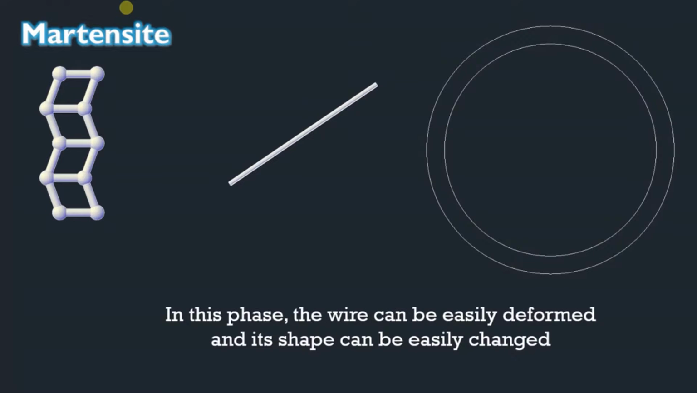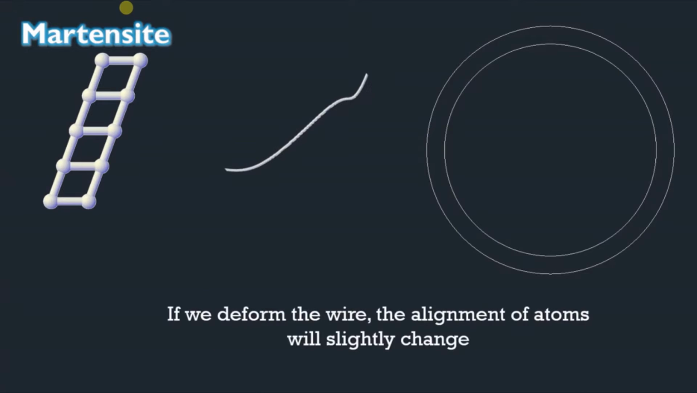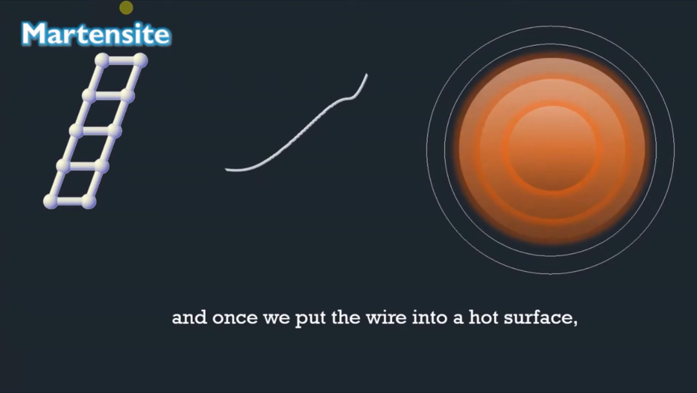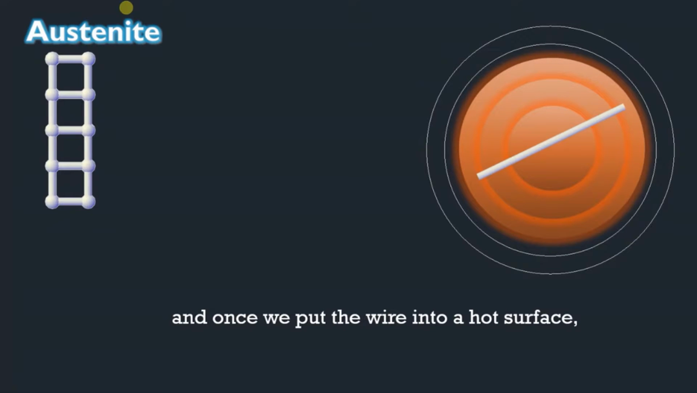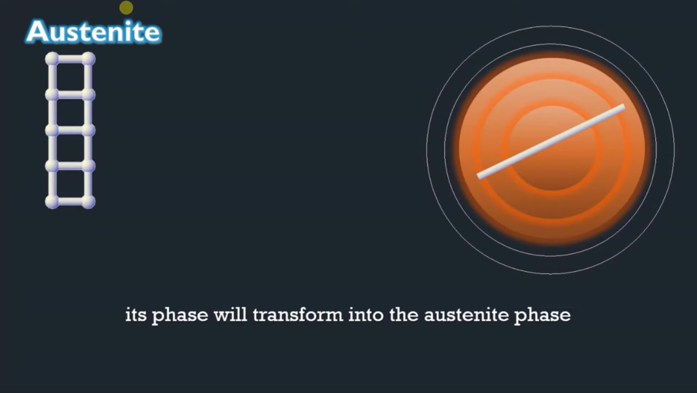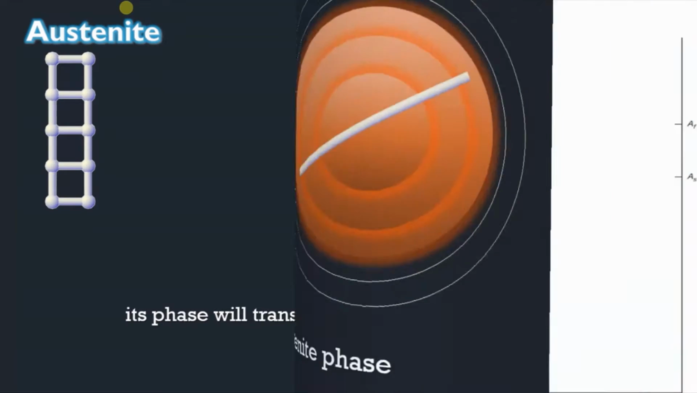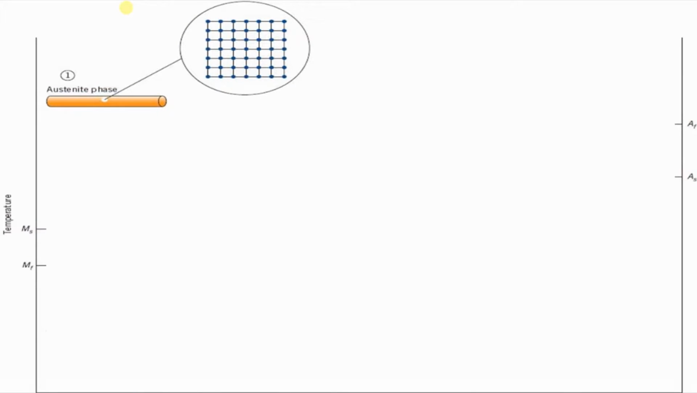In this phase, the wire can be easily deformed and its shape can be easily changed. If we deform the wire, the alignment of atoms will slightly change. And once we put the wire onto a hot surface, its phase will transform into the austenite phase. The process can be repeated.